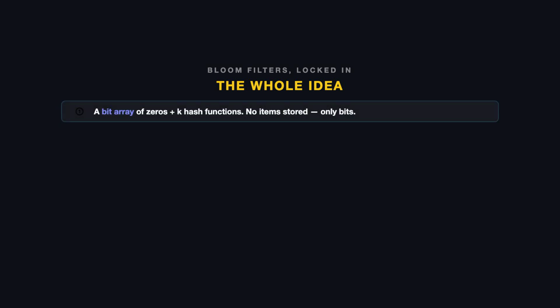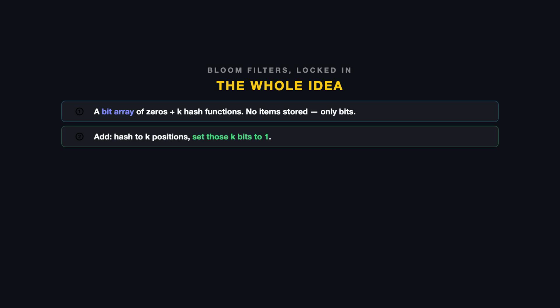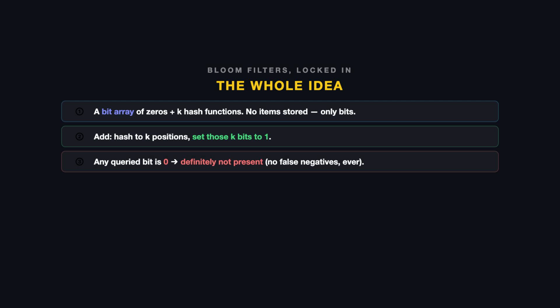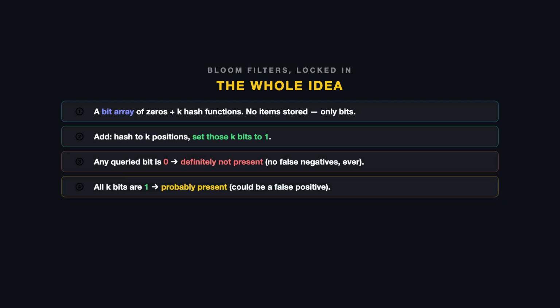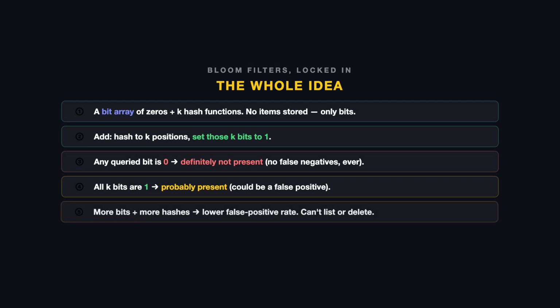A Bloom filter is a bit array, starting all zeros, plus k independent hash functions. No items are stored, only bits. To add an item, hash it to k positions and set those k bits to 1. To test an item, hash it to the same k positions and look. If any bit is 0, it is definitely not present, a no is always true, there are no false negatives. If all k bits are 1, it is probably present, which might be a false positive, set by other items.